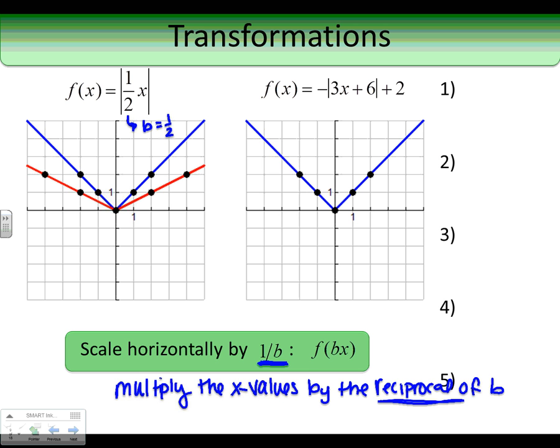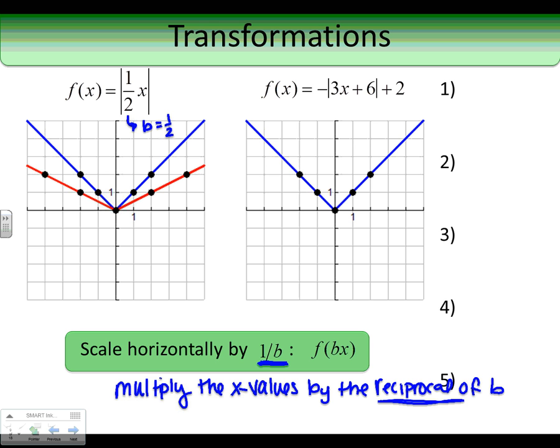Now here's where it gets a little bit tricky, so really pay attention to when I do this one. We have f of x is equal to negative absolute value of 3x plus 6, plus 2. Now, the b value is what you multiply everything in the middle of the function, on the inside of the function. So what we have here is 3x plus 6. Well, our b value is 3. So when you have something on the inside of the function, you need to take out that b value to figure out what our horizontal shift is.